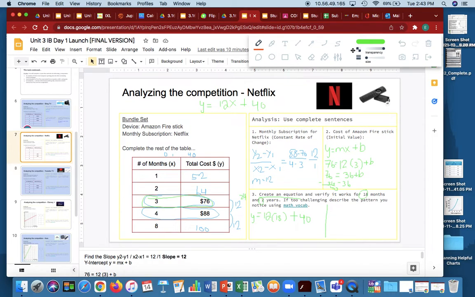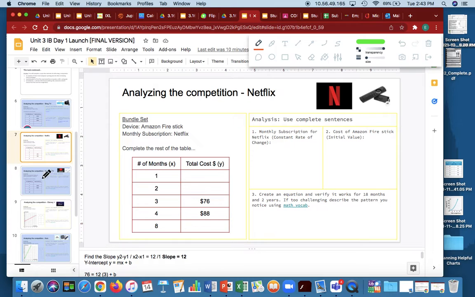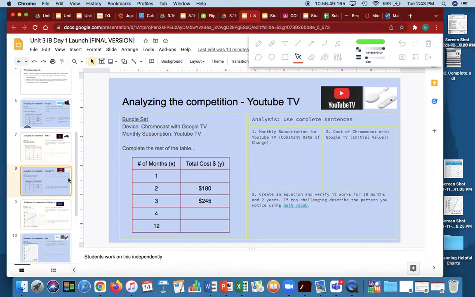Okay? Now, I'm going to delete all this for a second. And now notice, this was my example. You're now going to do that same work, though, over here. So first, figure out the slope, the rate of change. Then figure out the y-intercept. And then plug it into the equation that you're going to write, where you substitute the x for 18, and then you substitute the x for 24. Okay? Good luck.